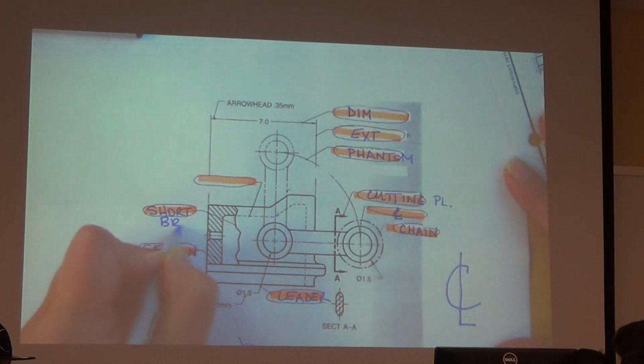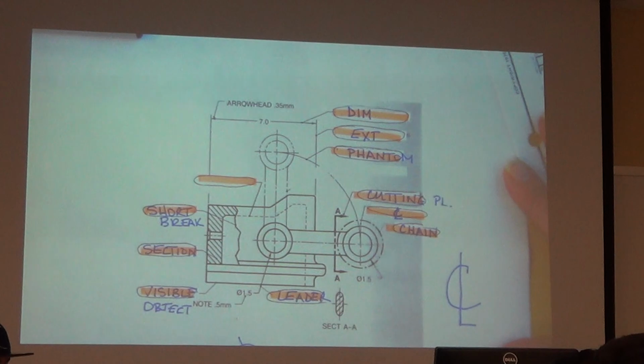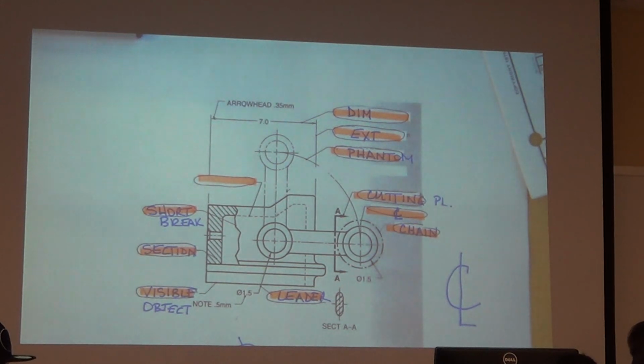And look at the examples online on the Canvas site that show the difference between short and long break lines. As you can imagine, a short break line is when you're only cutting a short part, and a long break line is when you're cutting a long piece.